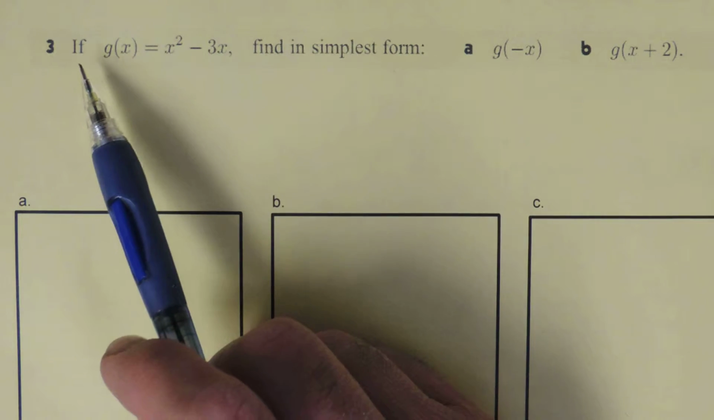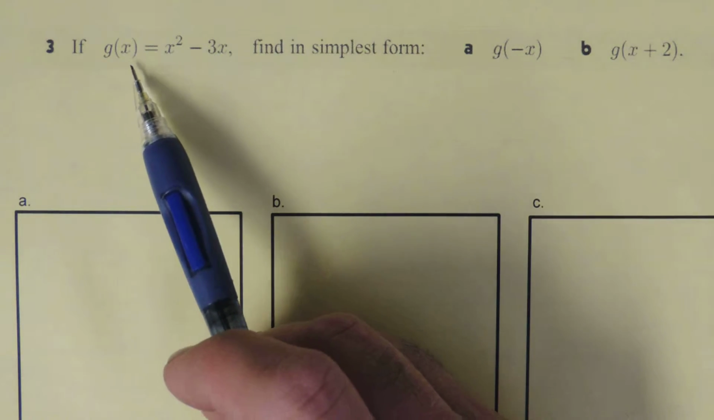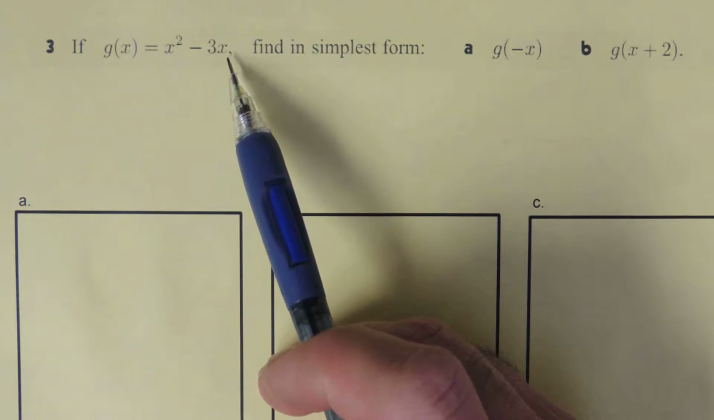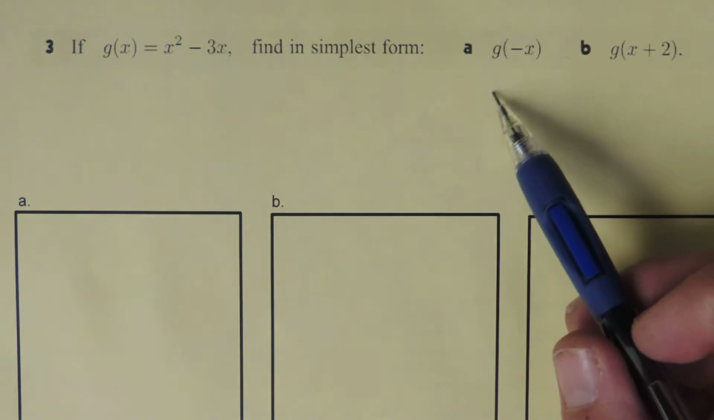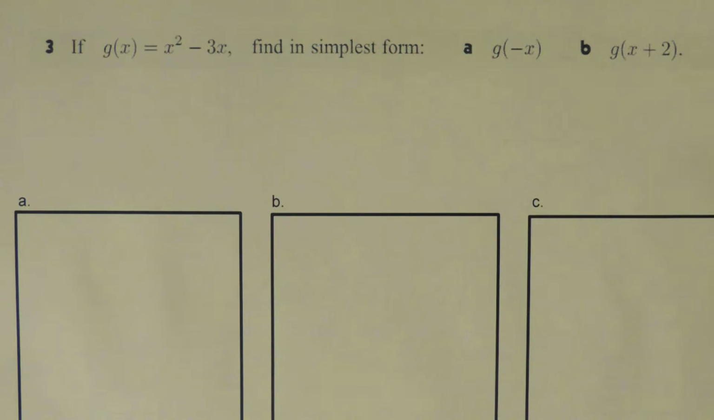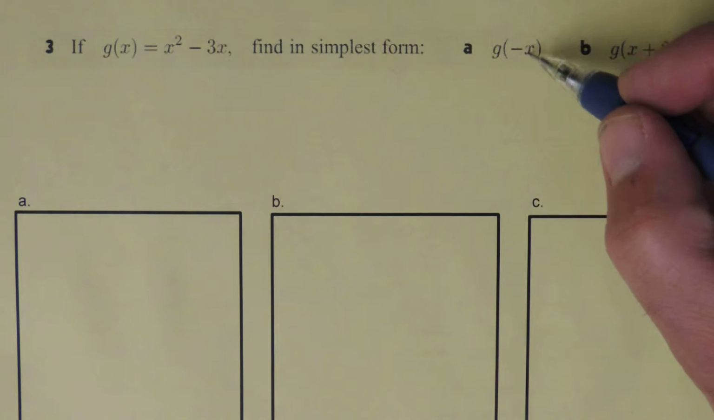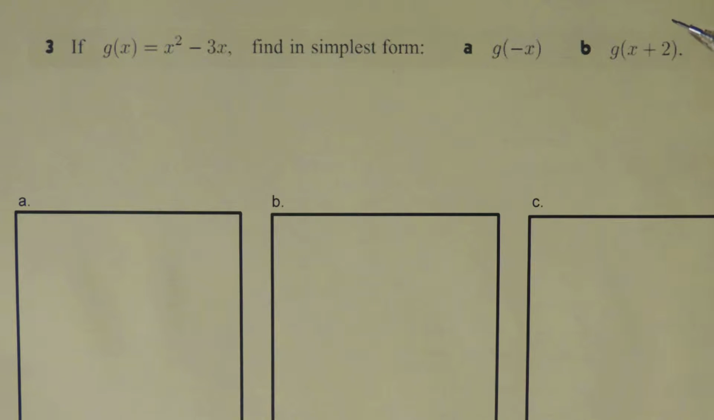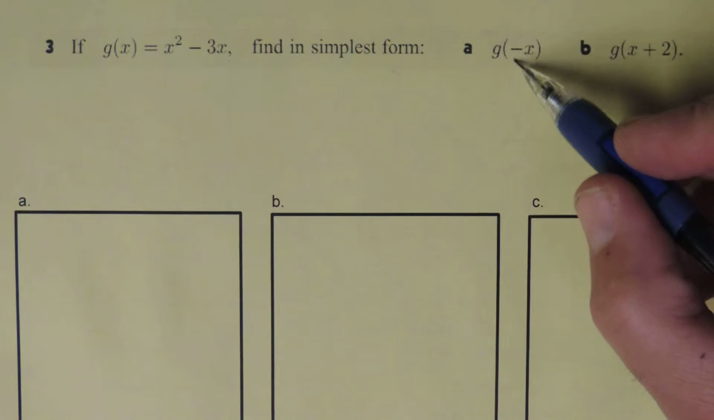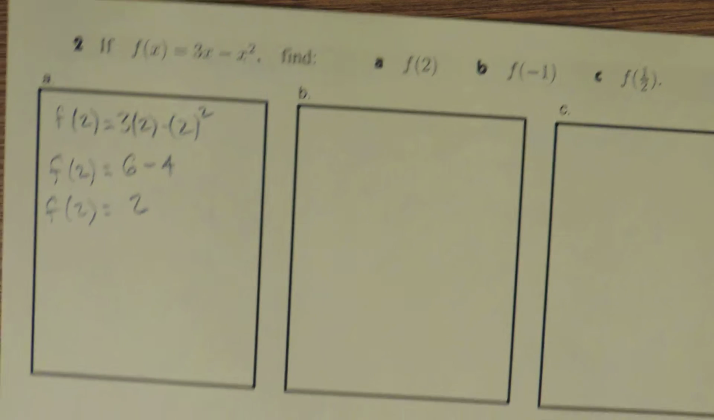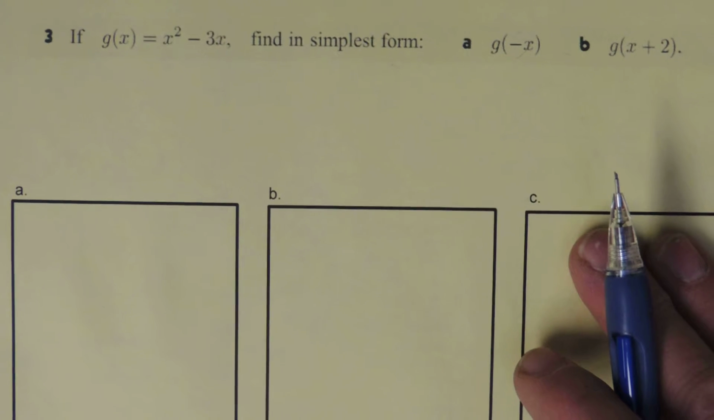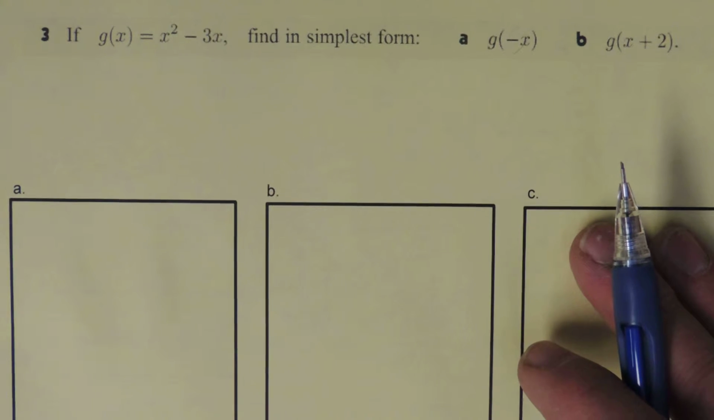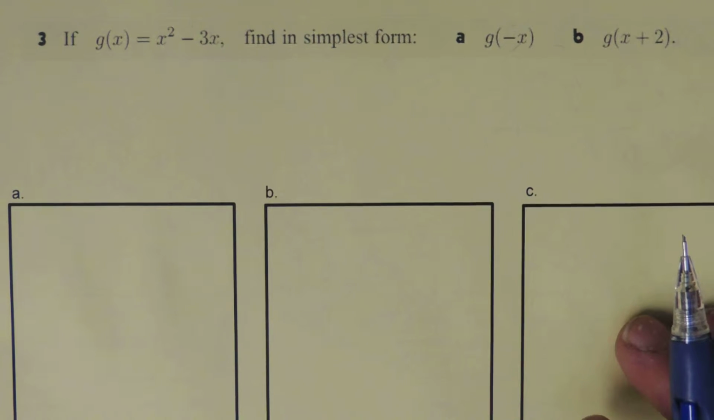In question 3, g of x equals x squared minus 3x. Find the simplest form of g of negative x, and then g of x plus 2. So when you do that, you're basically evaluating a function within a function. You're putting an expression into the function. In question 2, we put a number into the function. Question 3, we put an expression into the function. So I'm going to do that.